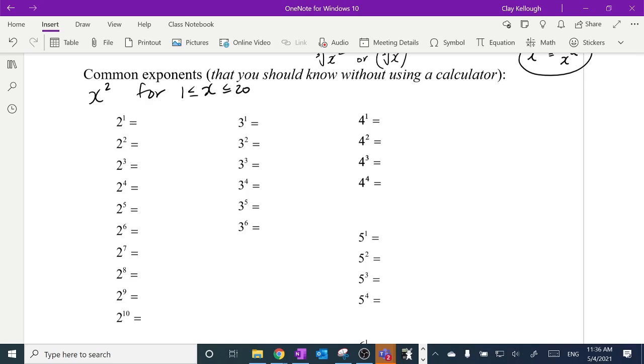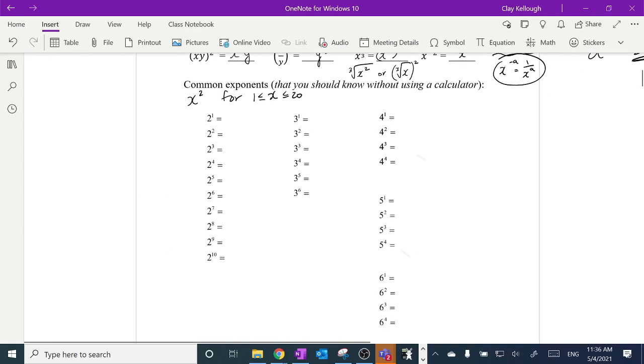Okay, so you should know those. Then, of course, you should know all of these. See how many of them you could just jot down. Go. Without touching your calculator. Here, I'll make that once.